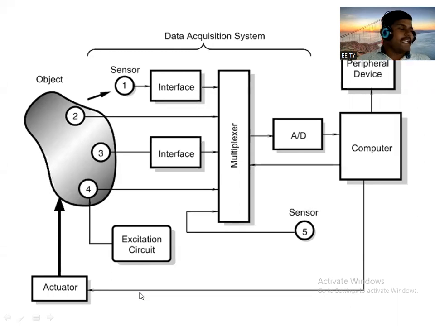Now the signal obtained from the sensor is fed to where? Multiplexer. What is the function of the multiplexer? Here we can connect multiple inputs, right? And obtain only one output. So it is a multiplexer. What is a demultiplexer?